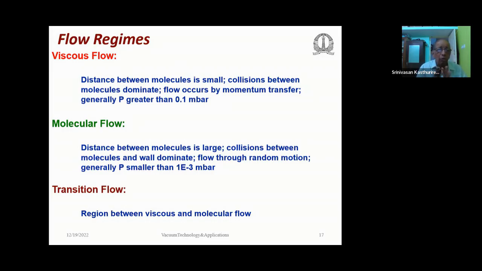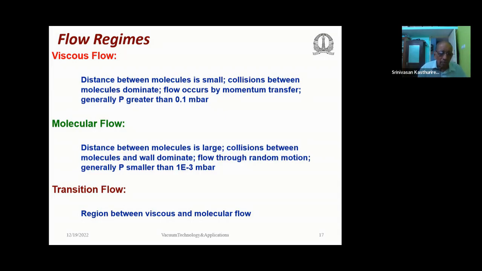Okay, let's come to the flow regimes. What are the flow regimes which one normally encounters? Flow regimes means flow regions. What are the different types of flows which one normally comes across? One is called the viscous flow. You can imagine the concept of viscosity. Castor oil is a viscous fluid. Viscosity means there are so many molecules, one rubbing over the other. So it is a viscous flow.